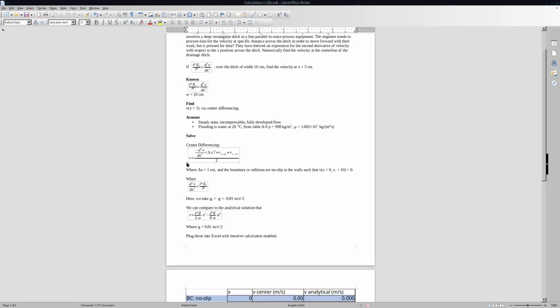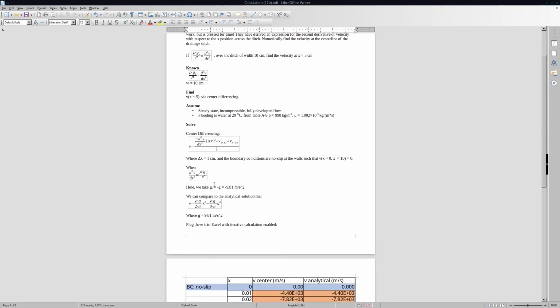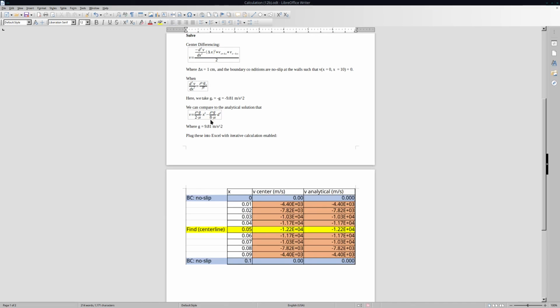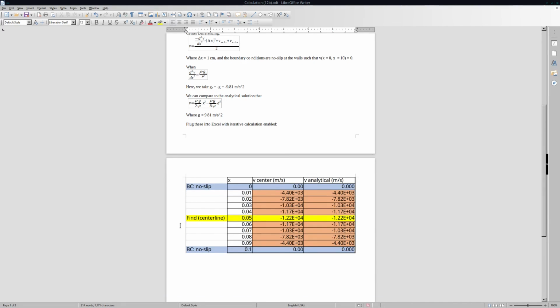I have this rearranged equation for velocity in terms of that second derivative, some delta x, and then the previous and following velocities at plus or minus that delta x. We define all that and use Excel. We can also compare it to a known analytical solution to see how close we get, and we find the velocity here at the center line, and we see that it's pretty similar to the analytical solution.